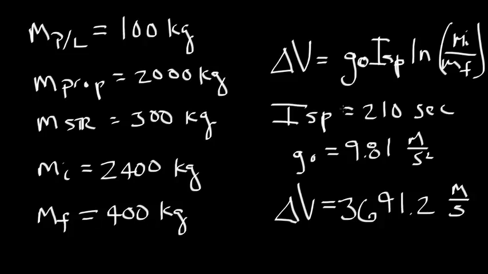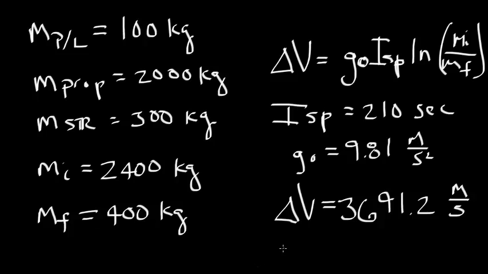So again, just by knowing some of the properties, the Isp is related to the fuel and the engine, how efficient this thing is at using its fuel. This is a given, it's always the same. And so based on just the Isp and the initial and final mass, we can determine how much total velocity this rocket can give us.